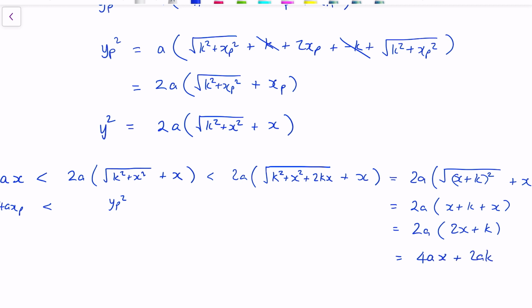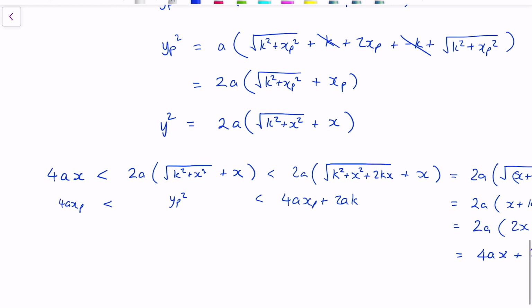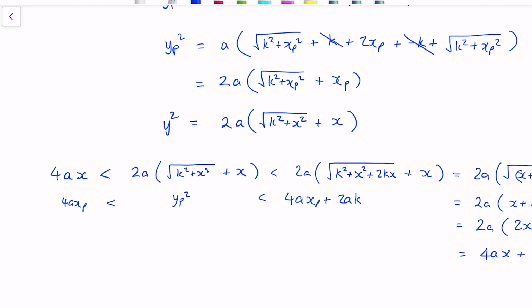And again, putting the xp and the yp back into that would be 4axp plus 2ak. Okay, so that's proven that yp squared is sandwiched between 4axp and 4axp plus an extra 2ak.